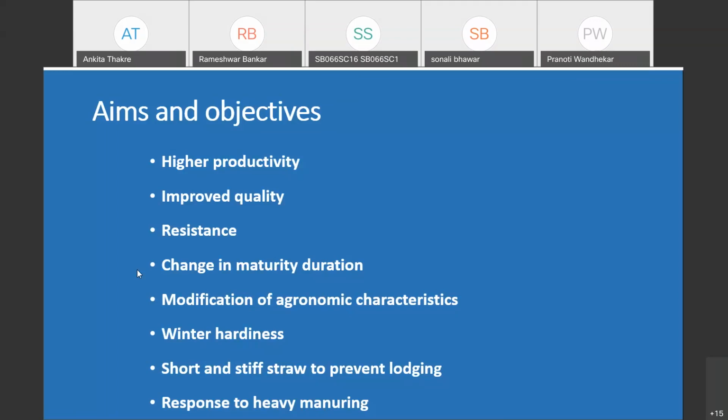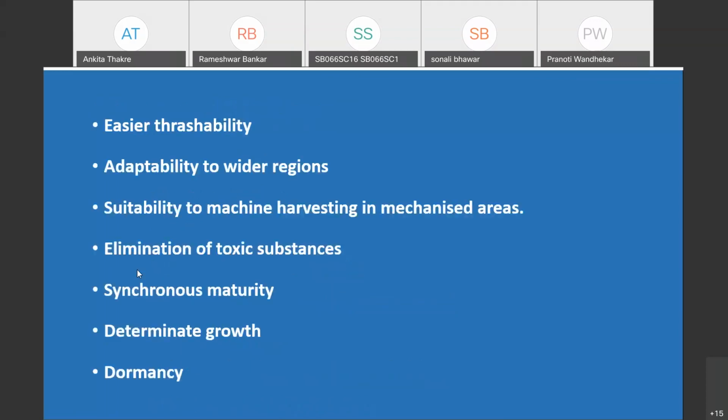Then another objective in some of the crops: response to the heavy manuring. Then another objective of plant breeding is the easier thrashability. Okay, then another objective is the adaptability to the wider region. Adaptability to the wider region.